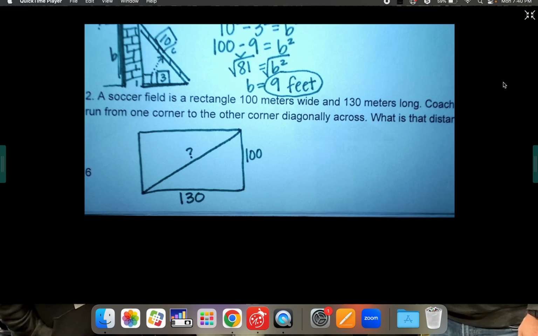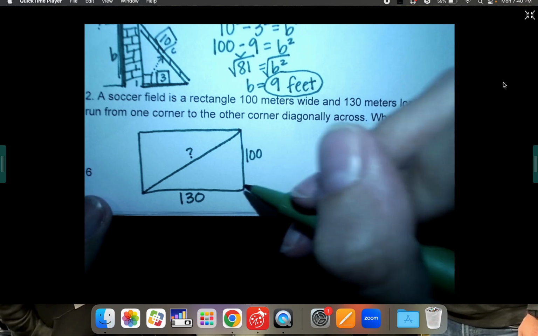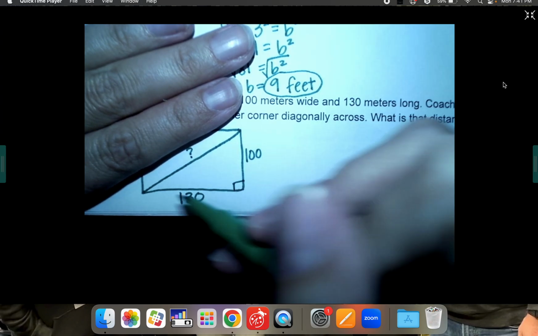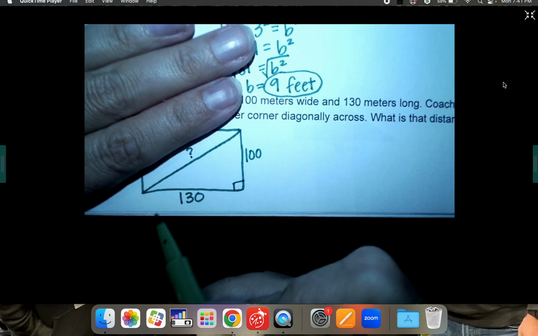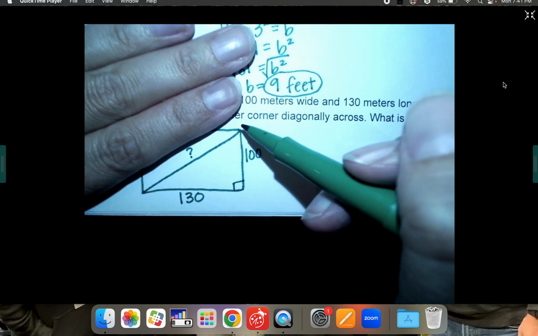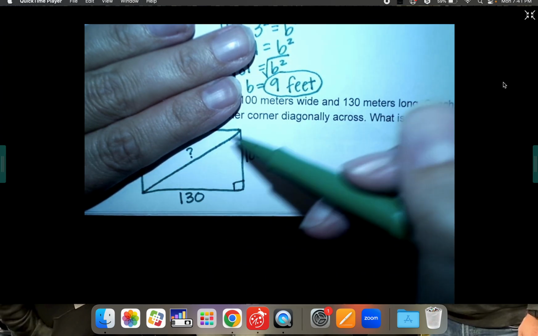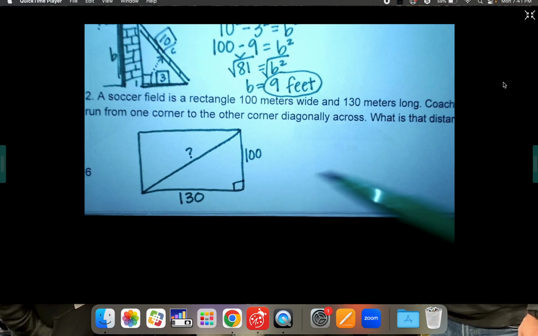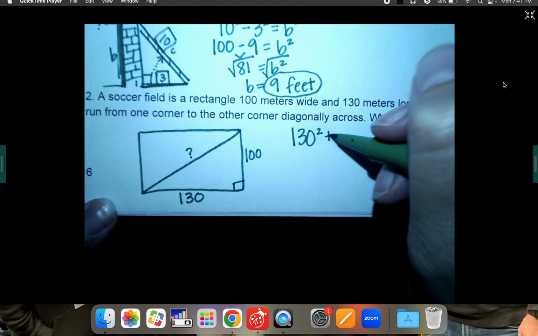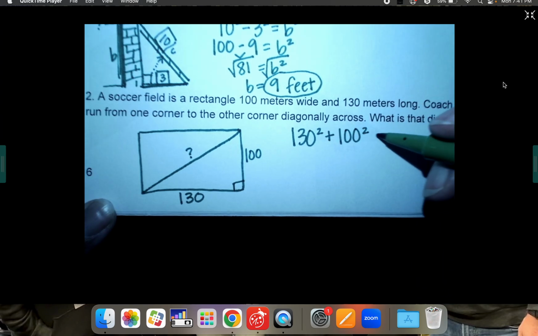Again, you are solving a right triangle. If you don't look at the other side of the field, you have a right triangle here. So you have a 130 leg and a 100 leg, and what you're trying to find is the hypotenuse. Since we have both legs, we are going to add. So 130 squared plus 100 squared equals our hypotenuse squared.